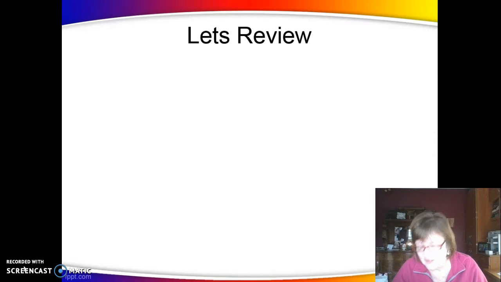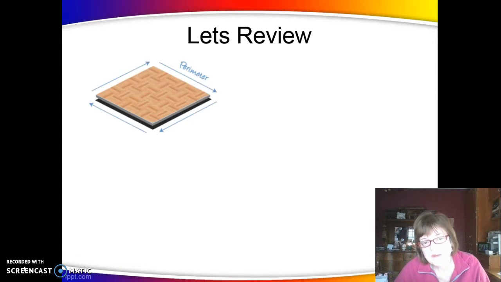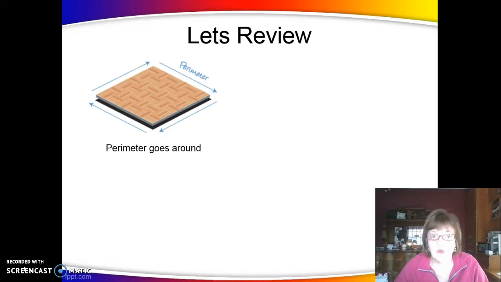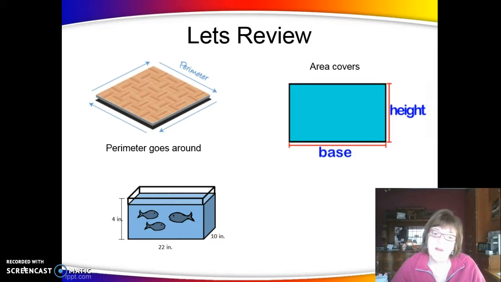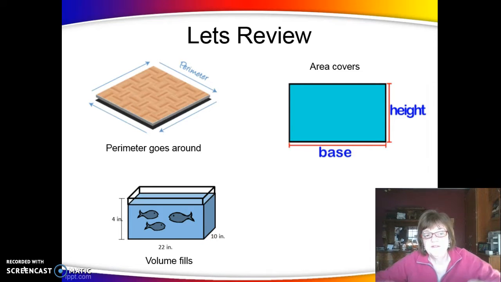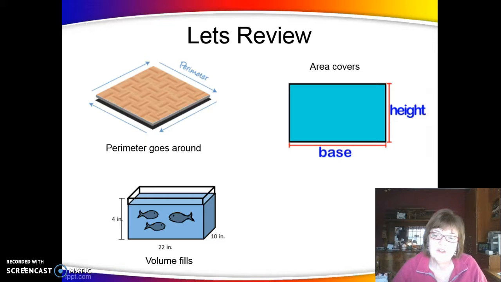Anyway, let's do a little review and introduce you a little bit to volume. So we've studied perimeter, and perimeter just goes around. It's that simple. Then we studied area, and area covers. So area is a two-dimensional figure or object where we cover something, okay? And today we're going to talk a little bit more about volume, because volume fills. We actually fill up an object. So there's an example there. Now, let me just real quick show you the formulas.